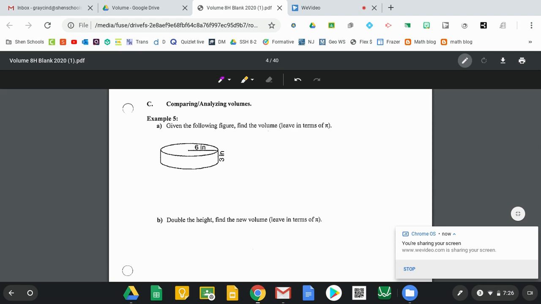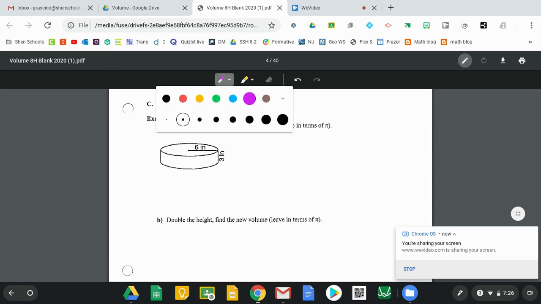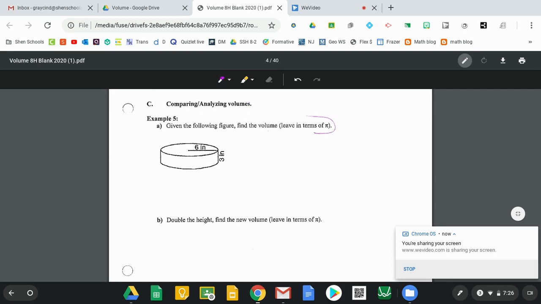In example 5, it says, given the following figure, find the volume and leave it in terms of pi. So remember that is important. That means that we're going to use the exact volume, so pi will be part of our answer. When you're looking at the diagram here, 6 is obviously the radius in inches and 3 is the height.